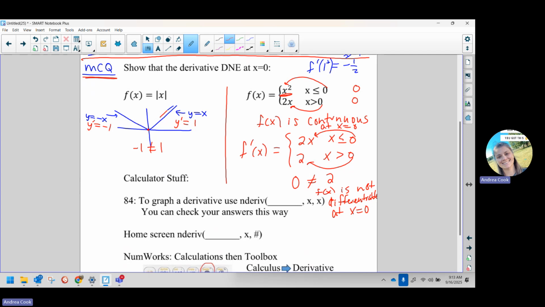Not really shortened. All right, the last thing we're going to cover is how to find derivatives at a point on your calculator. Okay, so if it's calculator active, go ahead and take your calculators out.